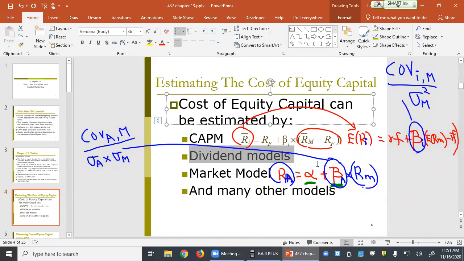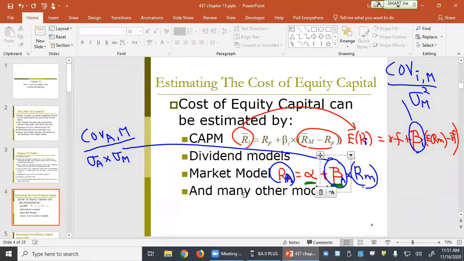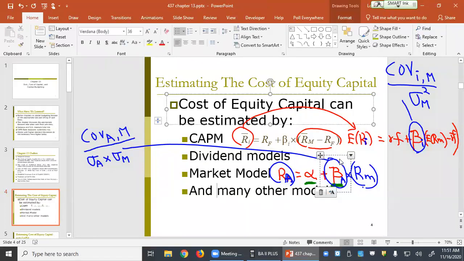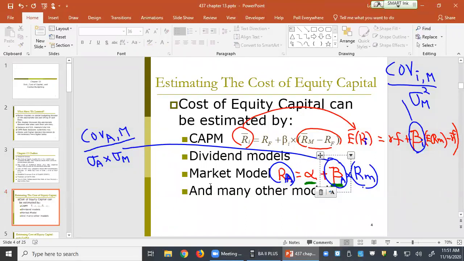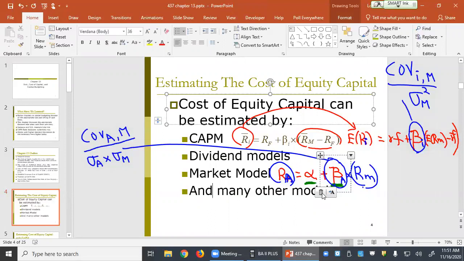These three models are actually the easiest cost of equity models that exist. There are many much more complicated models out there. For example, just slightly more complicated, maybe just 4 or 5 times more complicated, we also have 3-factor, 4-factor, or even 5-factor models.